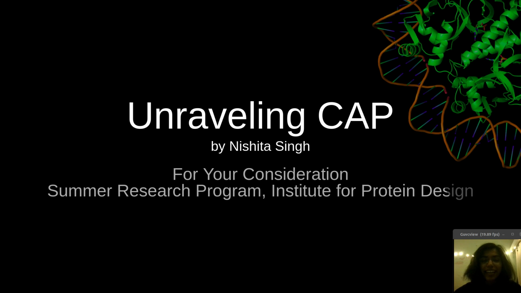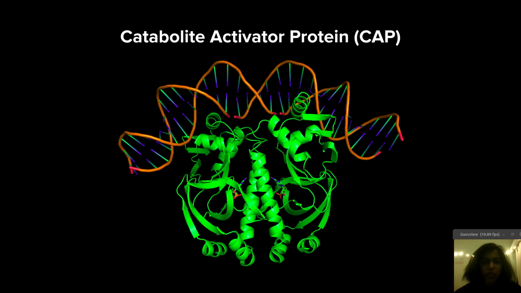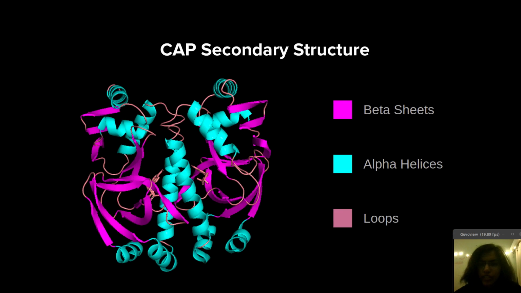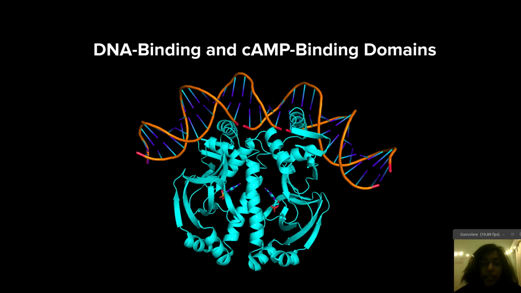Hello. In this video, I'll be discussing the Catabolite Activator Protein or CAP. It exists as a dimer of two identical subunits, each with 209 residues. Here's the secondary structure. It has alpha helices as well as beta sheets, all connected via loops. Each subunit has one DNA binding unit and another domain to bind cyclic adenosine monophosphate or cAMP.